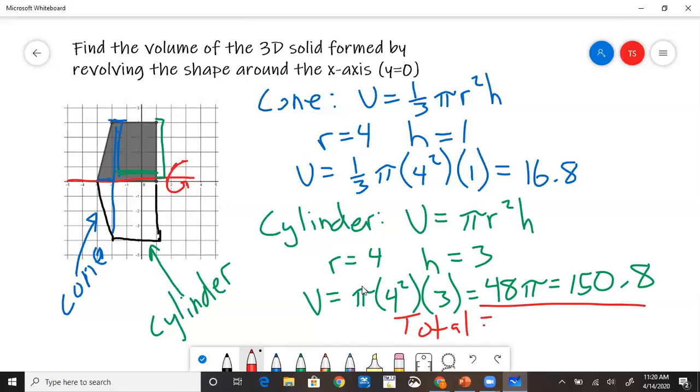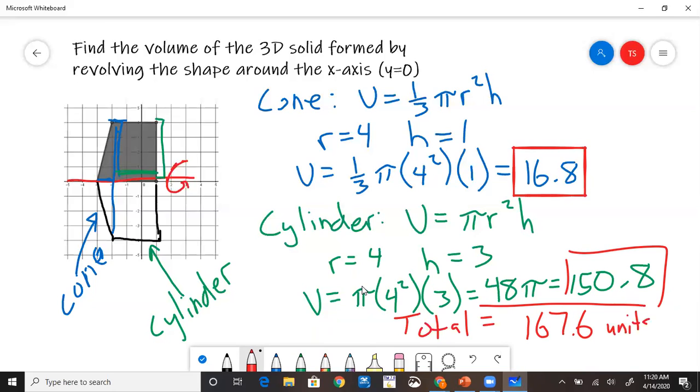So then if I want the total volume, all I need to do here is add those together. So total equals the combination of this and this. If I add the 150.8 plus 16.8, I end up getting 167.6 cubic units, or units cubed, and that would be my total volume right there.